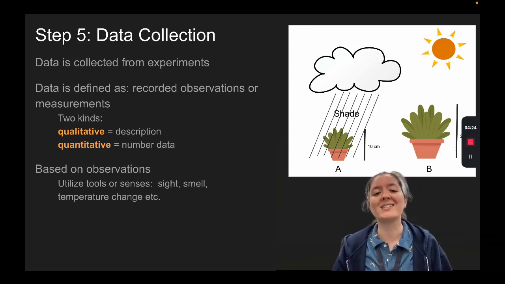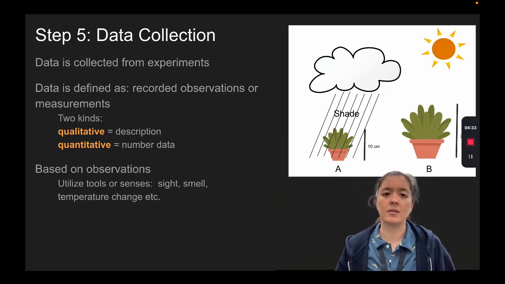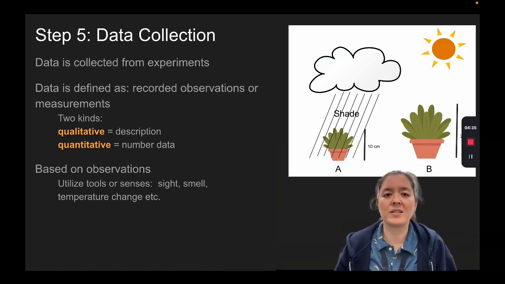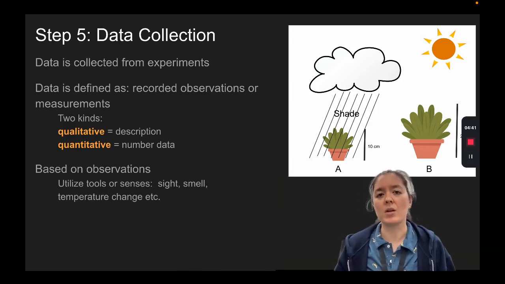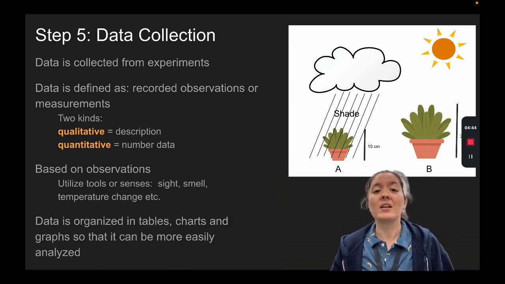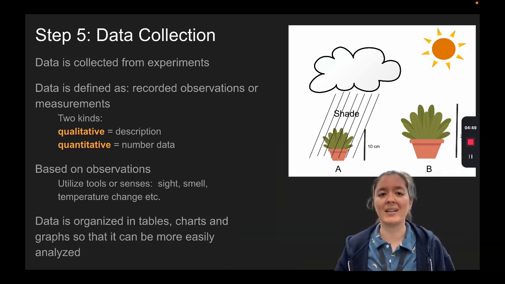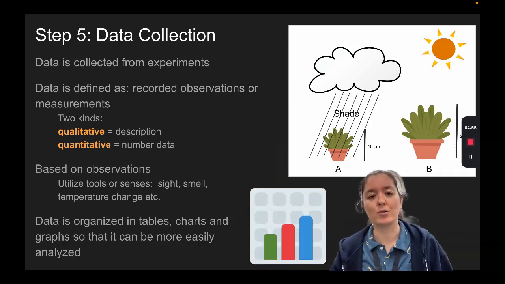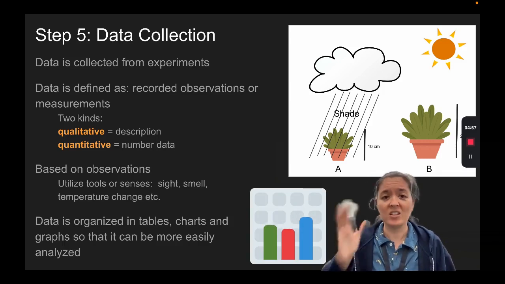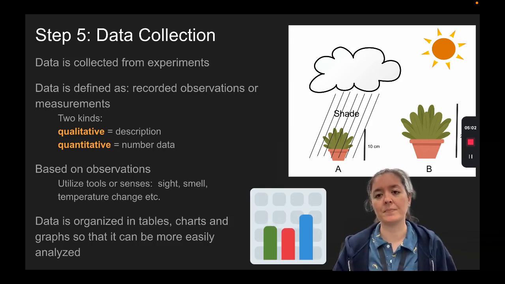The other kind is a quantitative observation. This is some sort of number data. When we're using a tool to measure something, how big is it? How heavy is it? What temperature is it? How hot or cold? We use those tools, we use our senses to make those observations. When we collect our data, we need to remember to record it so we can look back at it later to analyze it. We like to organize things in science in tables, charts, and graphs. That way we can look at it and see, okay, what's going on here? We can analyze that data.